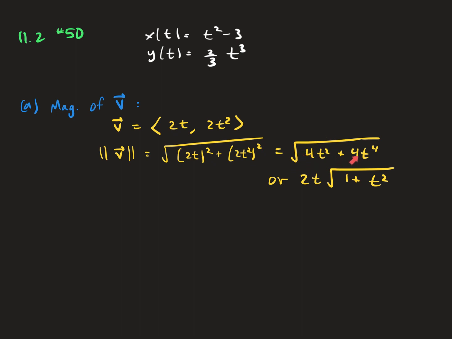We could factor out the 4t squared in the square root sign, and the square root of 4t squared is 2t. And what would be left is the square root of 1 plus t squared. So either of these would be great.